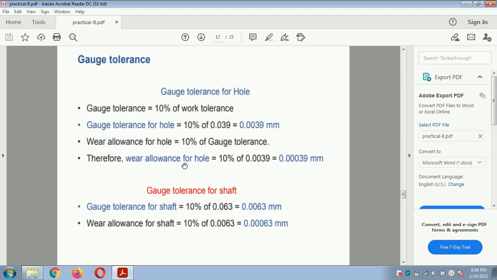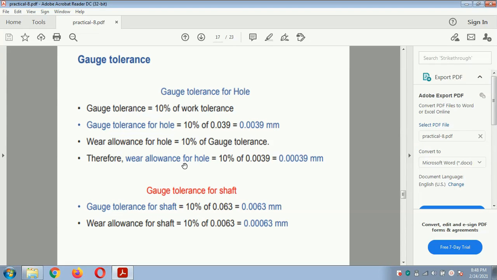After that, we provide the gauge tolerance. In your question, the gauge tolerance is 10% of the work tolerance. That means 10% of 0.039. The wear tolerance is 10%. So it is also reduced with respect to 0.0039 millimeter. It is for a hole.